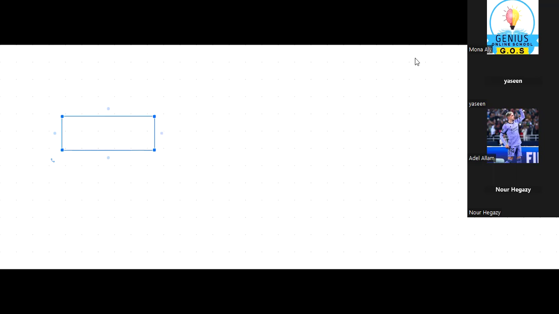When I use had traveled, which tense is this? Had traveled, which tense? Step 2. Come on, is it past simple, present perfect, past perfect? It's past perfect. Had plus past participle. Okay?